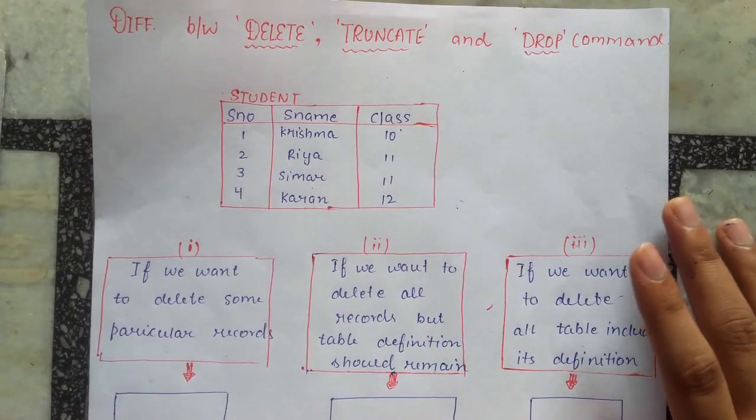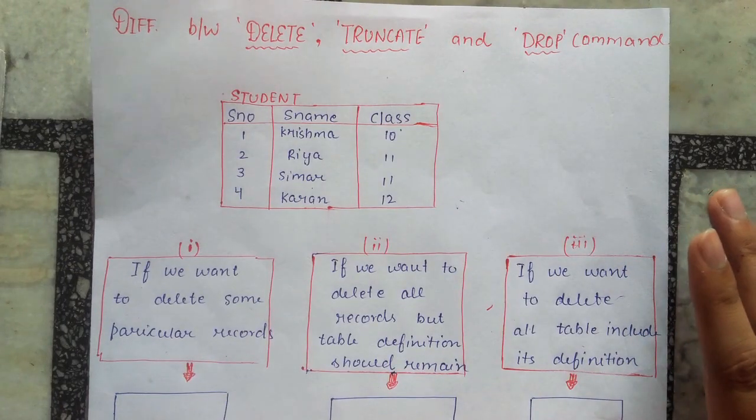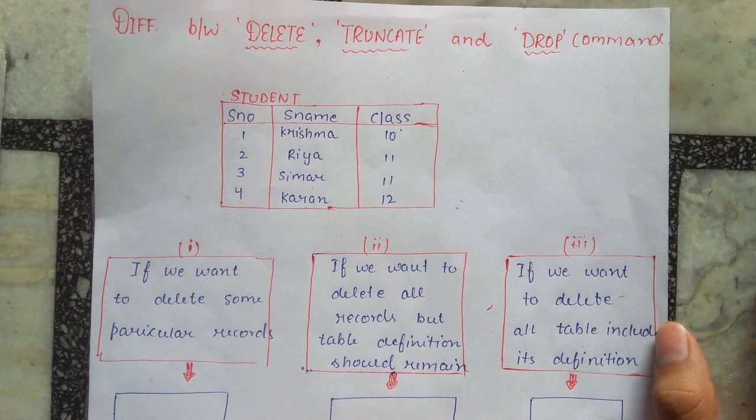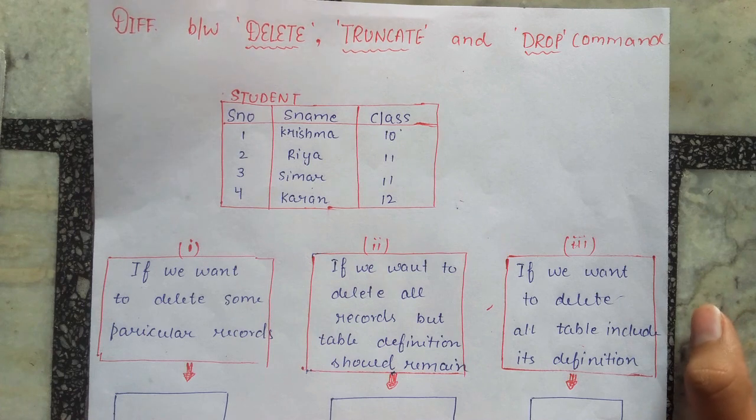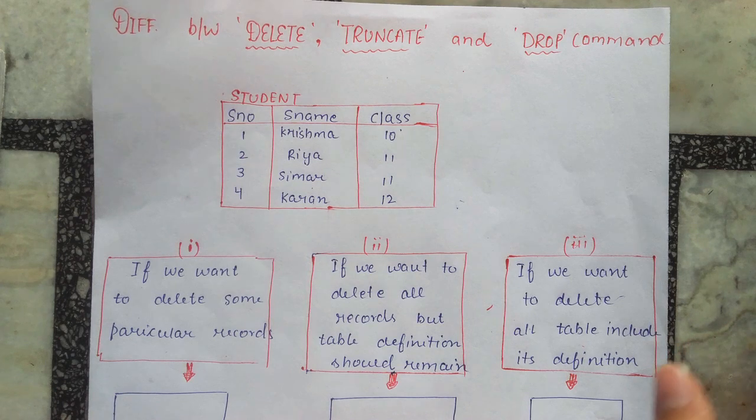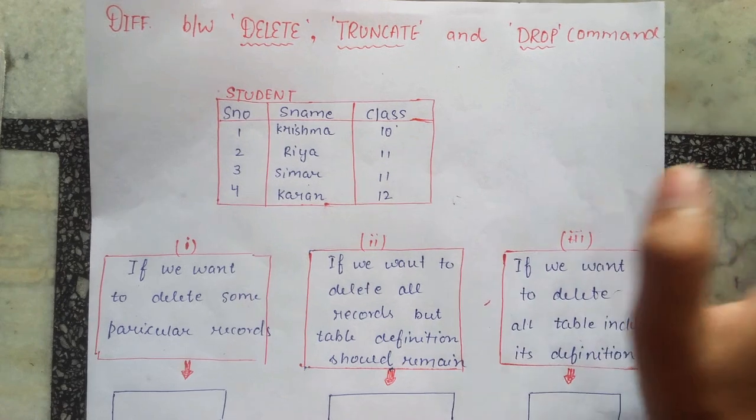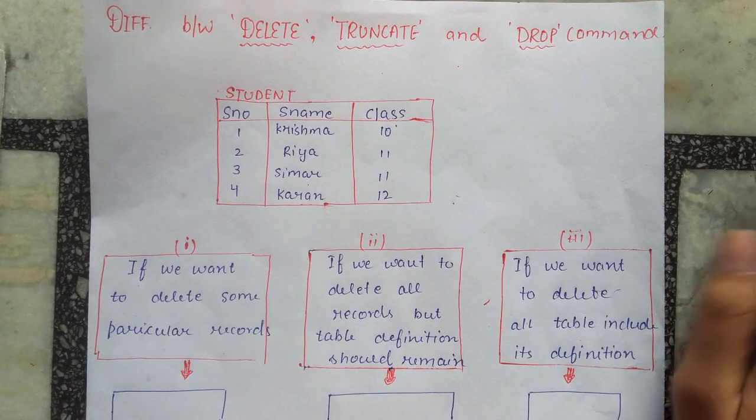Hi everyone, welcome again. In this video, I'm going to tell you about the various differences between delete, truncate and drop commands. Basically, all three commands are used to perform some deletion on the table. This is one similarity between them: all three are used to make some kind of deletion in the table.